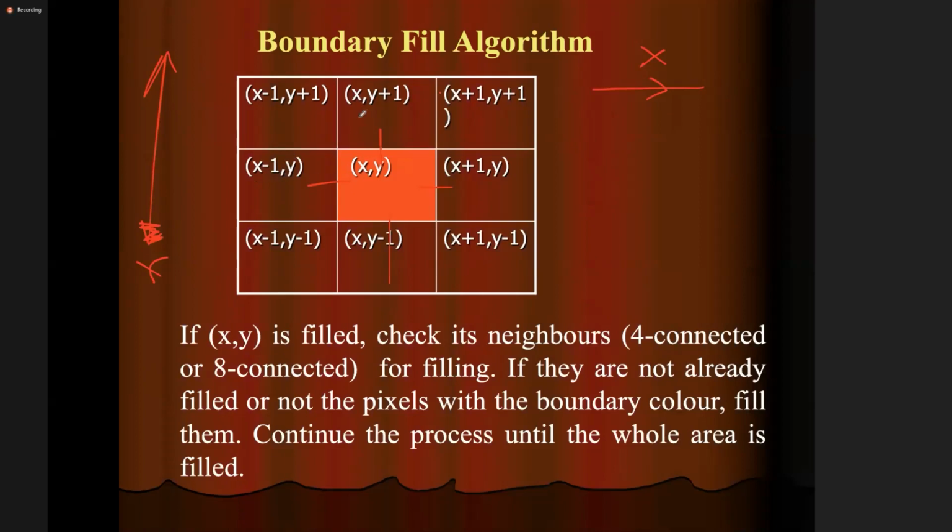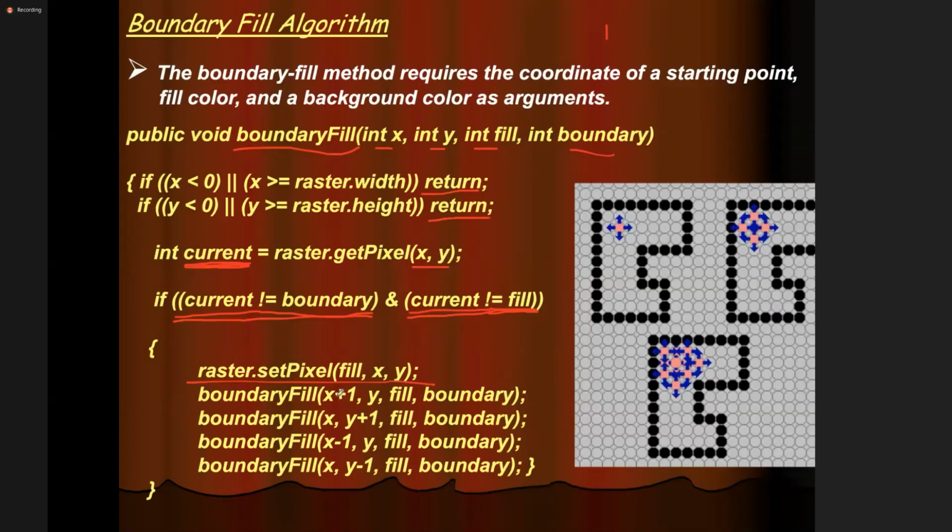X minus 1 y, x y plus 1, x plus 1 y, x y minus 1. Fill boundary, we call again. So for the four connected neighbors, we are calling the same algorithm. The algorithm is this one, the name. We are calling it inside the same algorithm. That's why I call this one a kind of a recursive algorithm.